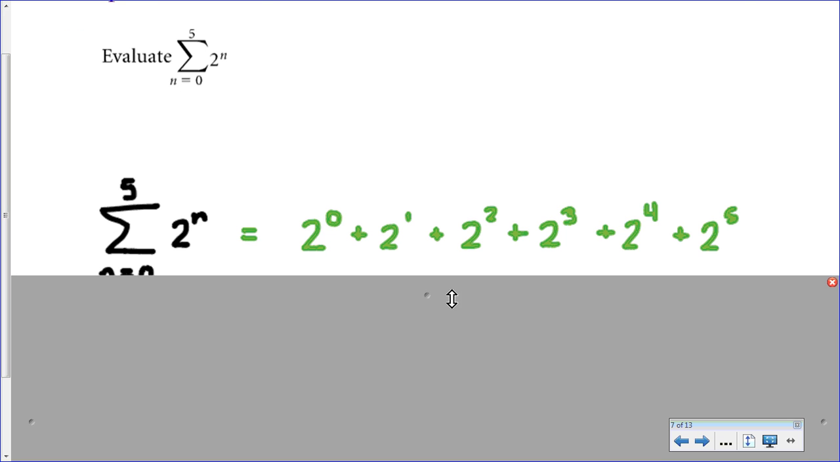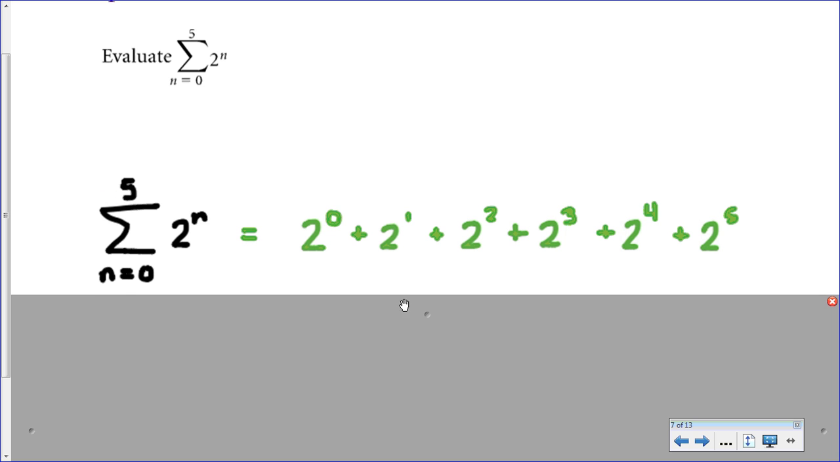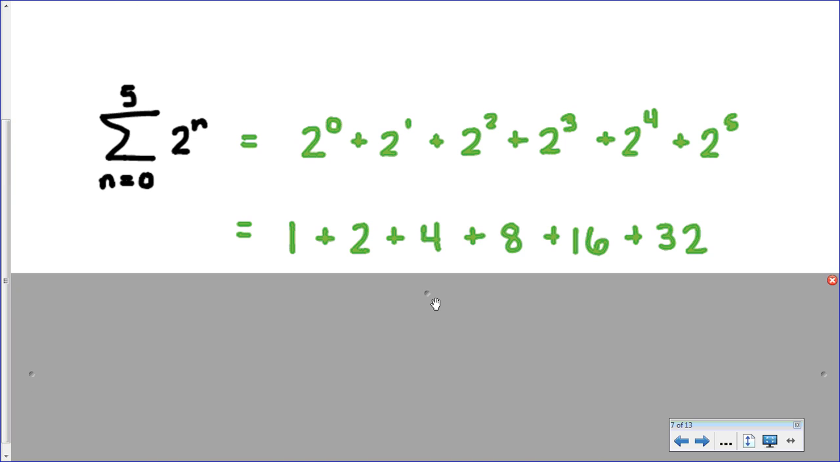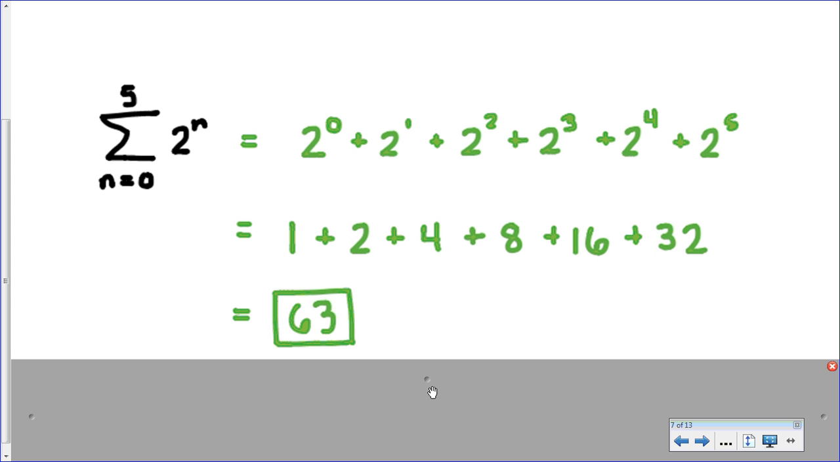So that's going to look like this, because the variable is in the exponent here. And it actually wants us to evaluate it. So this time I have to figure out what each of those terms is and add them all together. So the sum I got here was 63.